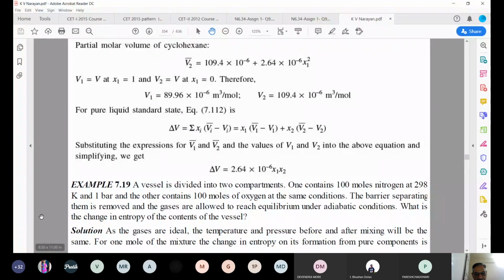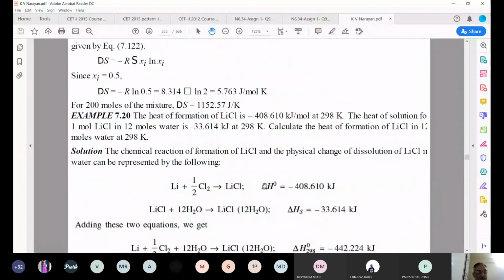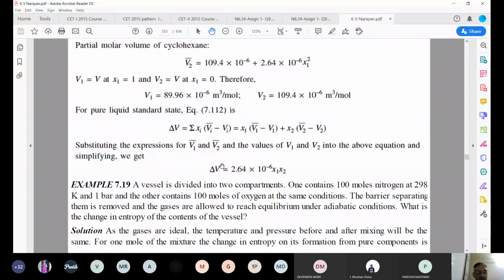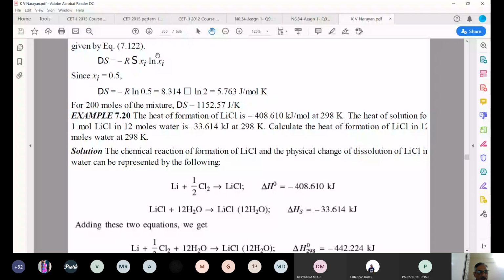Temperature is 298 K on both sides. So after mixing also it will be the same because they are ideal gases. So for 1 mole of mixture, the change in entropy on its formation from pure components is given by this equation, right? Delta S is equal to minus R summation xi ln xi. We just saw what happens for an ideal solution, right?